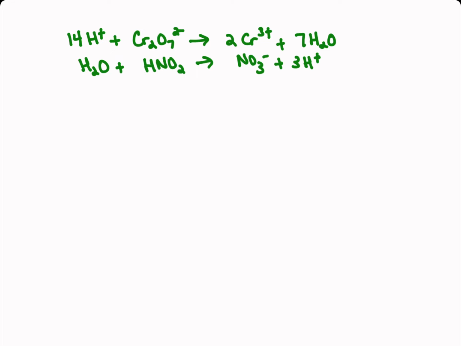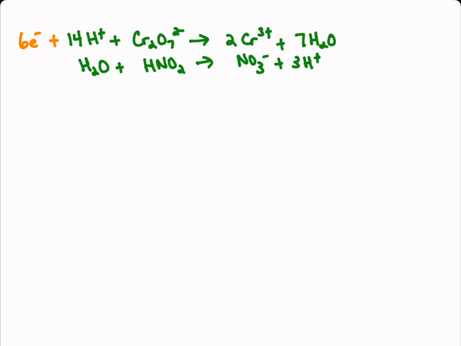Now I want to balance out my charges. On my left side on the first half reaction, I have 14 plus a -2, so the charge is 12, versus on the right side, I have 2 times 3 is 6. I have a positive 6 on the right. I can only balance charges by adding electrons, so I'm going to have to add 6 electrons on the left. Remember, electrons are negative, so that would give me a charge of 6 versus a charge of 6.